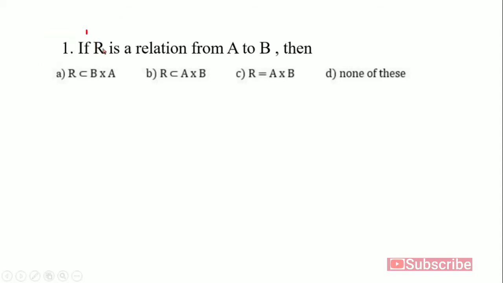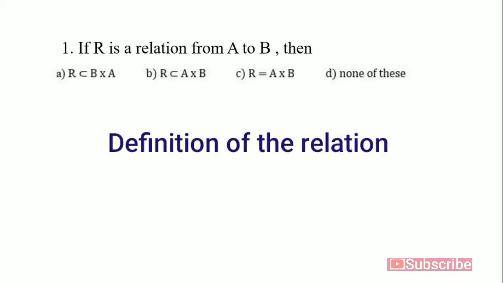The first question: if R is a relation from A to B, and A and B are any two sets, then, four options: R is equal to A cross B, R is subset of A cross B, R is subset of B cross A, and none of these. So to answer this question, we must know the definition of the relation.